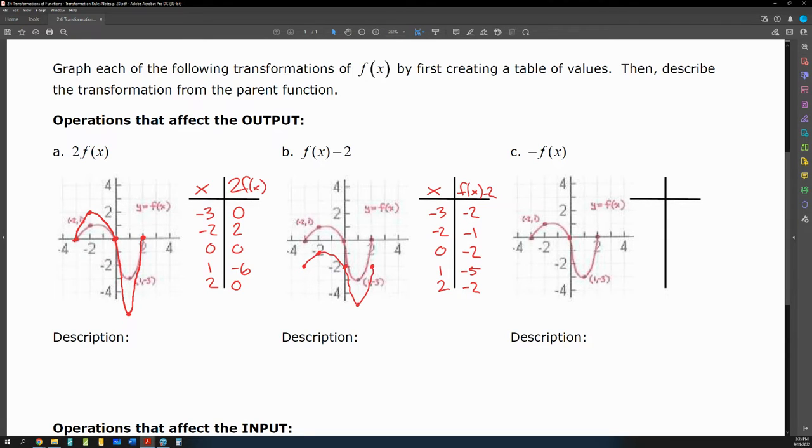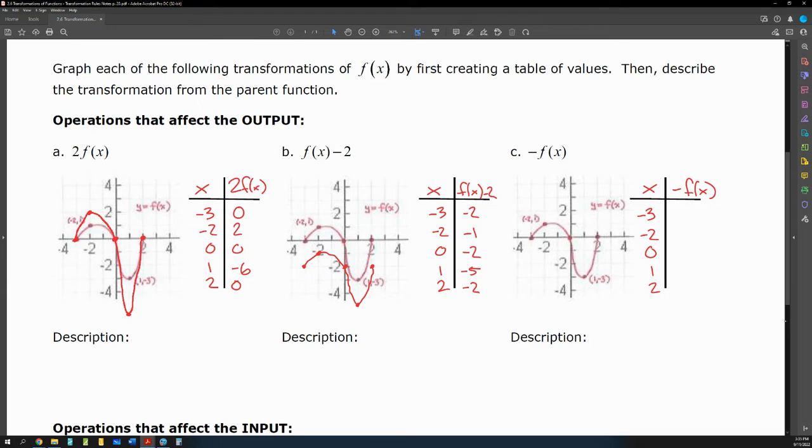Okay. And then for C, here we have -f of x. So we have our table of values, x, -f of x. So we're taking all of our function outputs and we're flipping the sign. We're making it negative when it's positive, and we're making it positive when it's negative. So our function inputs are still the same, -3, -2, 0, 1, and 2.